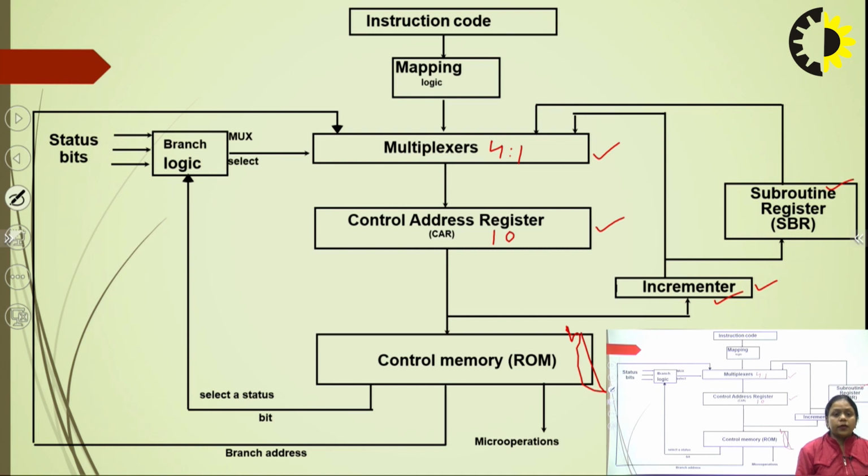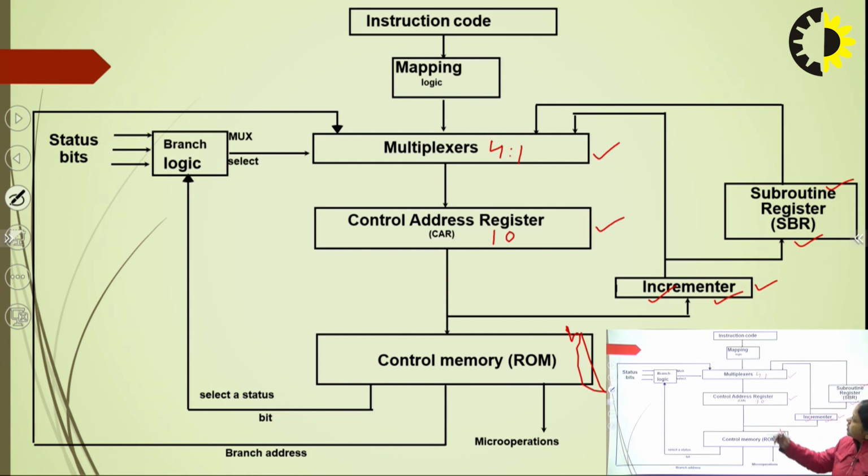The meaning of subroutine here is function. In assembly language, when we use a function, the function name is subroutine. So, if we are calling a particular subroutine, then the return address will be stored in this subroutine register. This is another way to generate the next address in the control address register. So, first one is your incrementer. Second one is your subroutine register, from where we can find out the next address.